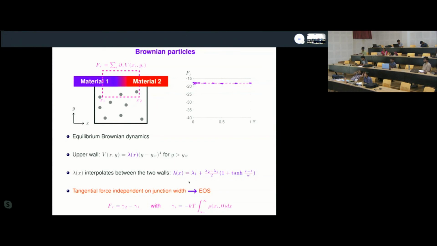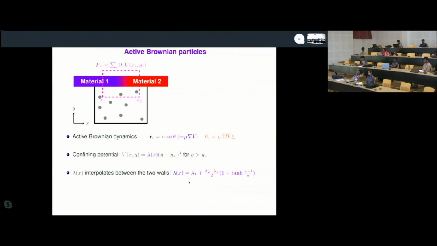The second thing is I can actually compute my prediction, which was that Fx is gamma 2 minus gamma 1, and that gamma was the expression I had from my free energy computations. And if I do that, I predict the horizontal magenta line, and indeed you see that the simulations fit perfectly with the measurement. And now I'm very happy because this is a setup I can use for passive particles, but I can also use for active particles. So I can do exactly the same thing using active Brownian dynamics.